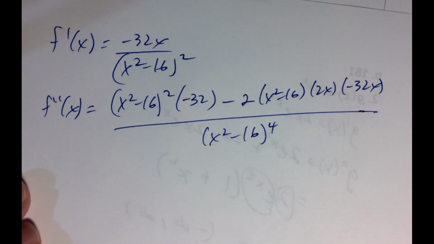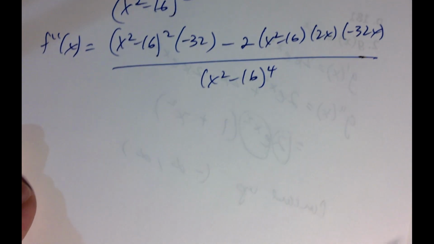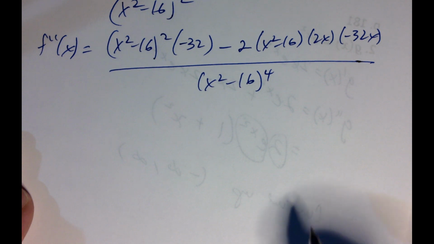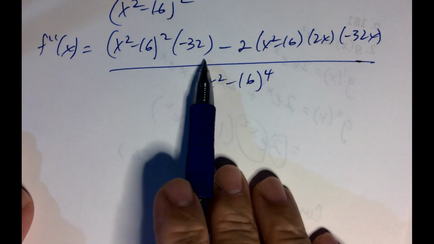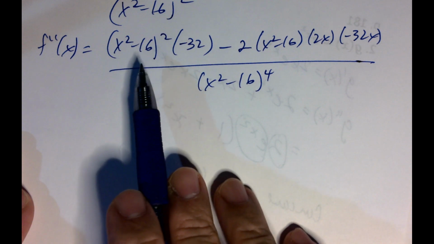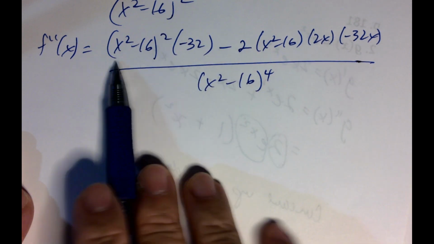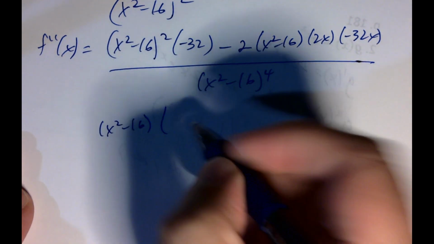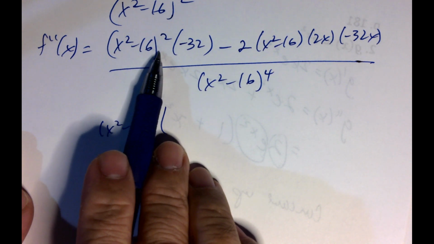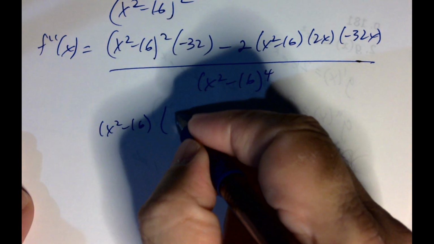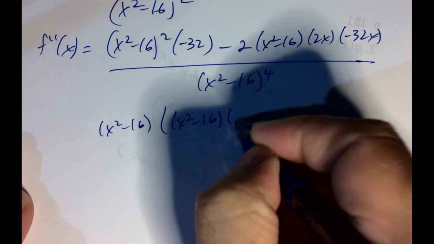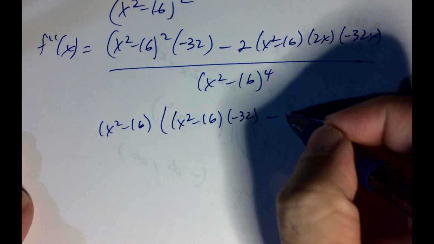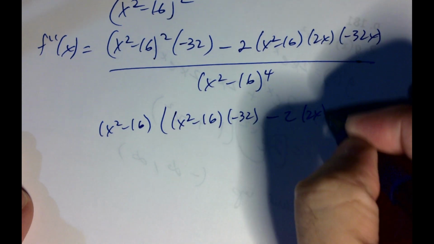Okay, I'm running out of space, so I've got to cover up the first derivative. Let's clean that up a little bit. I am going to factor out x squared minus 16 out of those two. There's a common factor of x squared minus 16 in both. So I'm going to take out the x squared minus 16. There's an exponent of 2, so that means there's a single exponent left. So it's going to be x squared minus 16 times negative 32, minus, since I'm taking the x squared minus 16 out, that leaves a 2, a 2x, and a negative 32x.